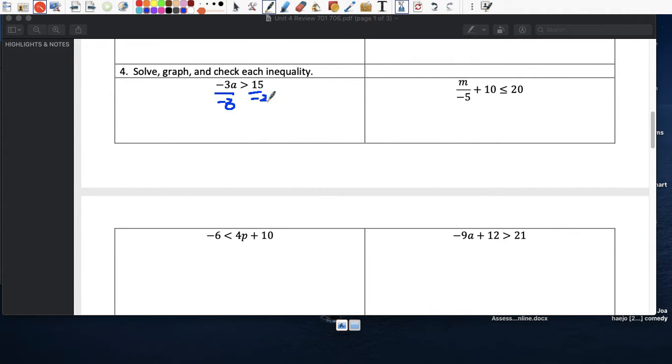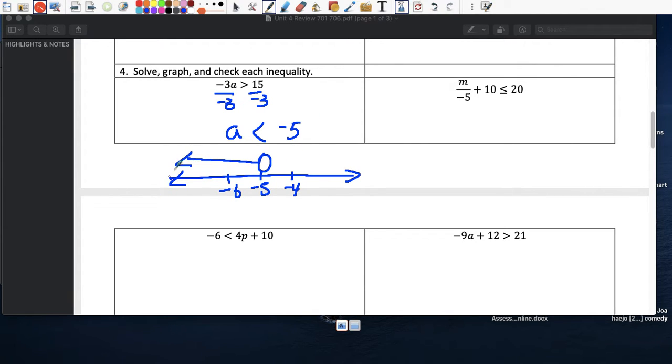Negative 3, negative 3. So a is negative 5 over here, but we have to switch the sign because we are multiplying by a negative number. Oh my god, I'm so sorry. So let's create a number line. We want numbers that are less than negative 5. We don't shade, and they are this way. Okay, so now we have to pick a value for a. We have to check. So let's pick a equals negative 6. Let's substitute. So we get negative 3 times negative 6, and that has to be greater than 15. Let's see if that actually becomes true.